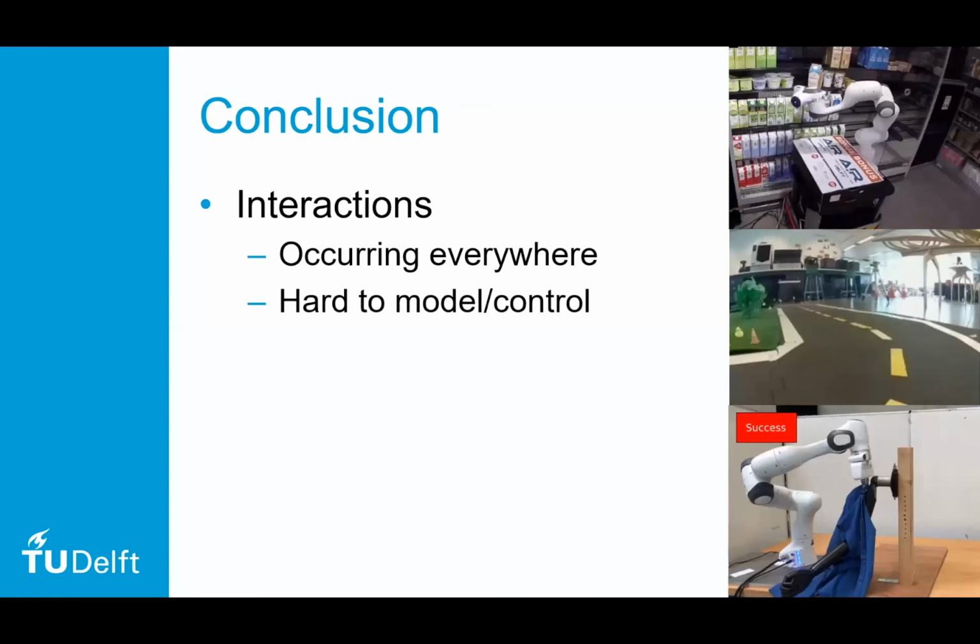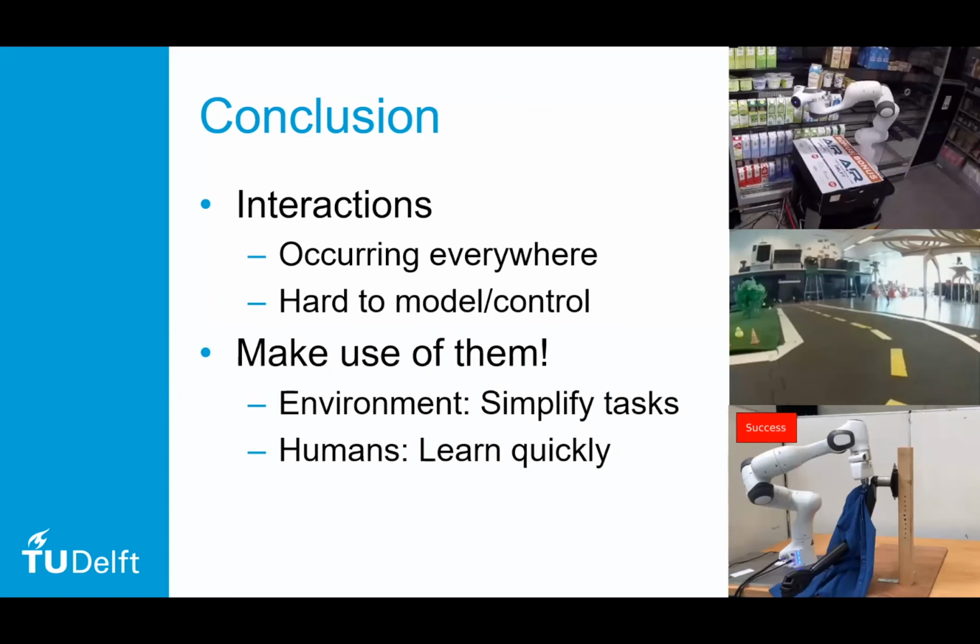Okay, so to sum up, physical interactions occur everywhere. They're hard to model and control, but if you do it smartly, and Davide and Ingmar were also talking about that, try to be smart about what you actually learn and how you represent things. You can actually make use of them to make your life and the robot's life a lot easier. And in the other part of the talk, I hope I could convince you that having a human in the learning loop can be very beneficial to allow robots to learn new tasks very efficiently and quickly.